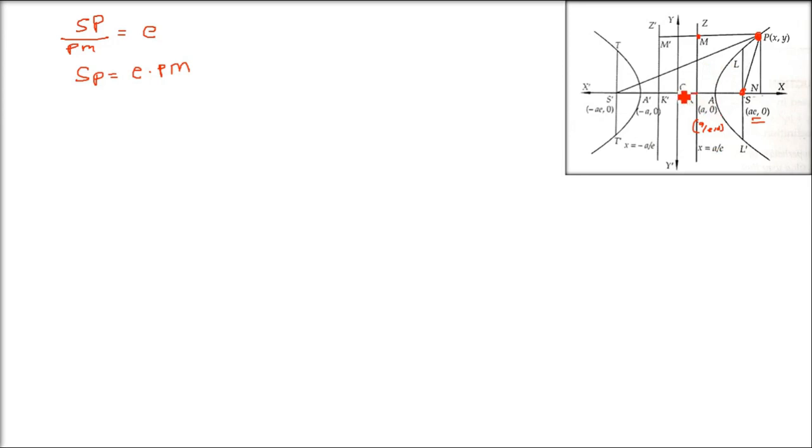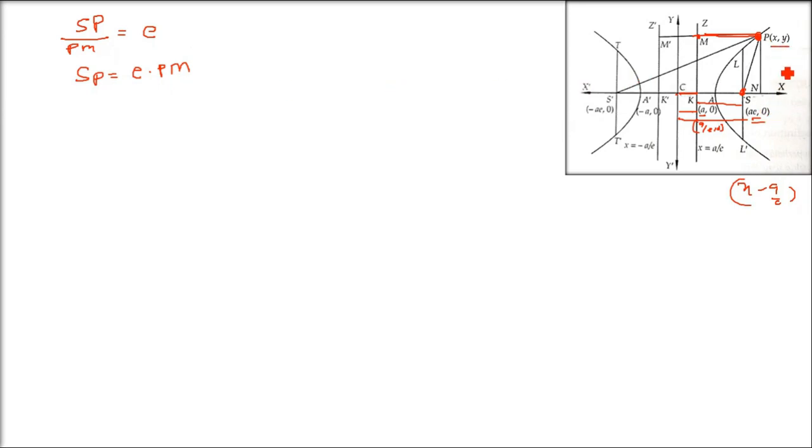See, let me tell you again. I am saying if I take this X from C, the total distance is X. And we want this perpendicular distance only. So we have an extra CK. We have to subtract this extra CK, which is A by E. So if I subtract A by E from X, I am going to get the perpendicular distance PM. X minus A by E is the perpendicular distance to the directrix.